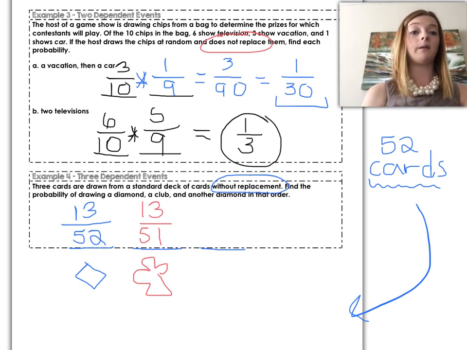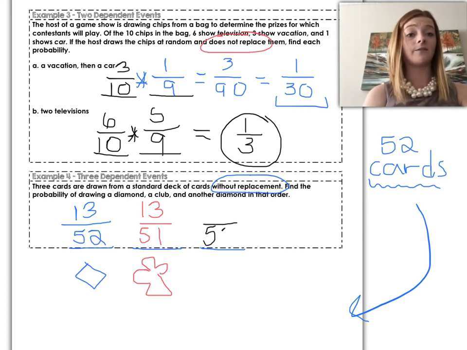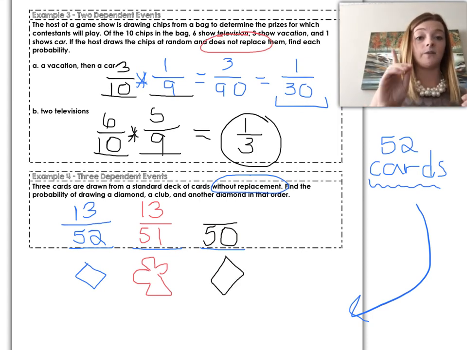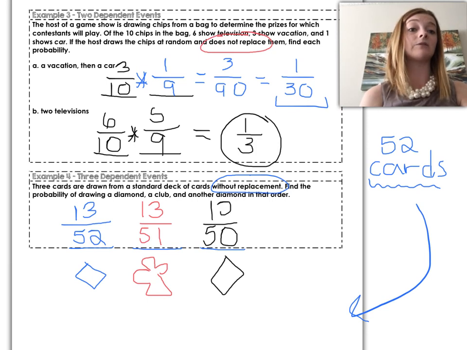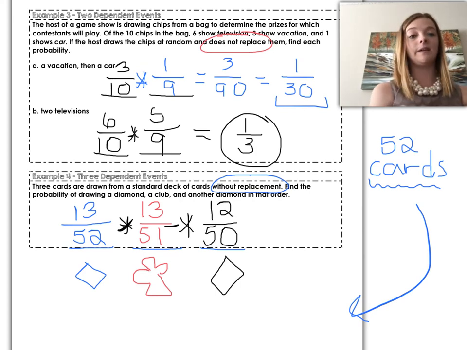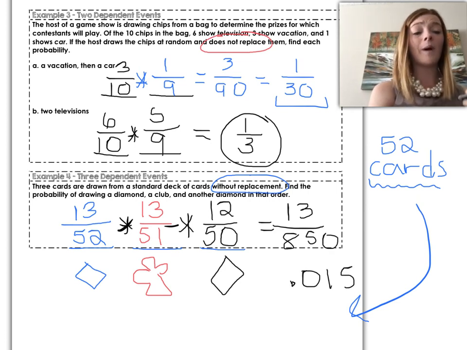Now, the last probability, we have now drawn 2 cards, so therefore the total number of cards is down to 50. And because this last one is going to be another diamond, I need to remember that the first event that I had was drawing a diamond. And because I'm assuming that I did draw that diamond, the total number of diamonds has dropped down to 12, okay? So what we're going to do is multiply these 3 probabilities, and we get a total of 13 out of 850. So really slim chances here. It's actually 0.015, or about 1.5% probability that this will occur.